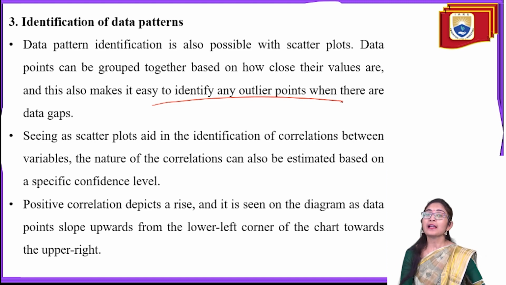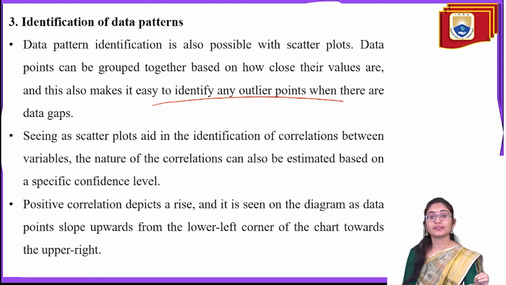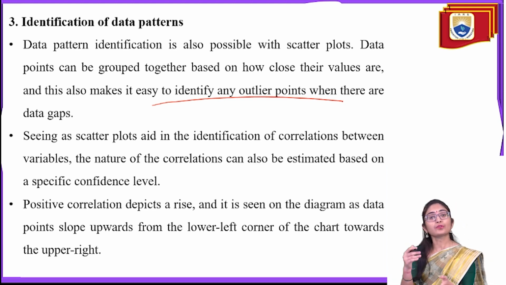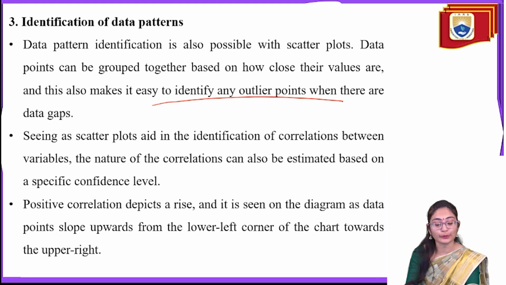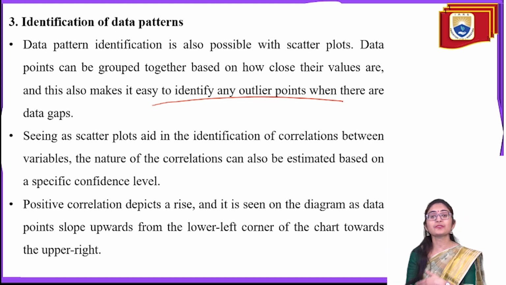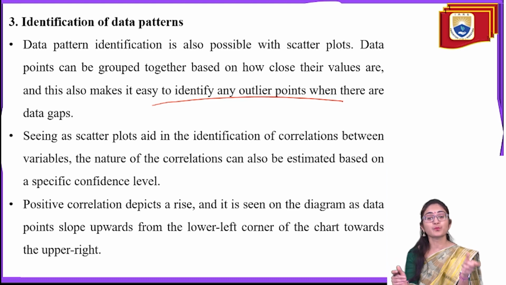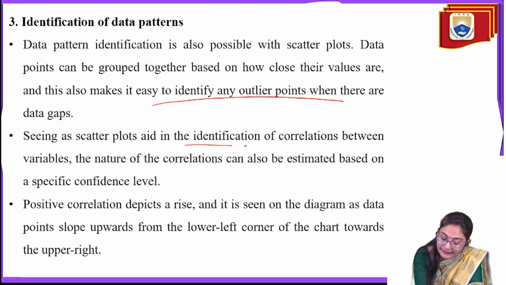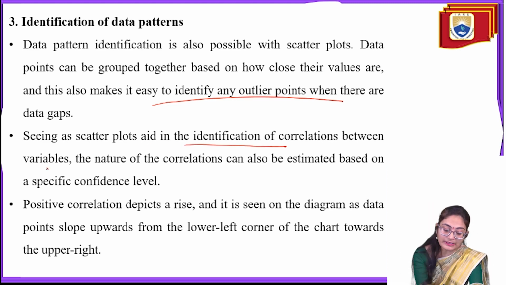Definitely, if we get a data pattern by using the scatter plot, it will create a pattern, and we can identify whether there is an outlier point or not. If there is an outlier, we can avoid or remove it. By using data pattern identification, we can group our points together and see which points are close to each other.